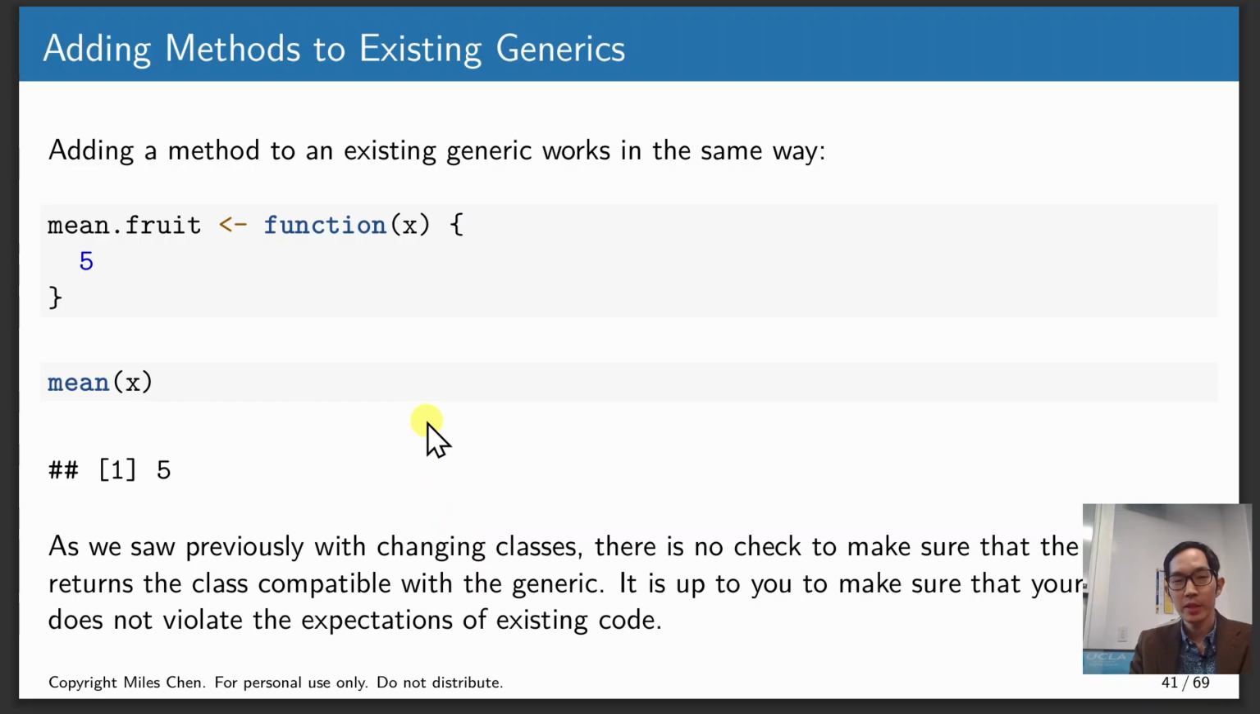Okay, now you can also take existing functions and add class-specific methods. So we have the mean function already in existence. That's a generic function, and I could say, if somebody asks what is the mean of a fruit, execute this method, mean.fruit. Now this doesn't make any sense, but we're going to say mean.fruit returns the number 5.